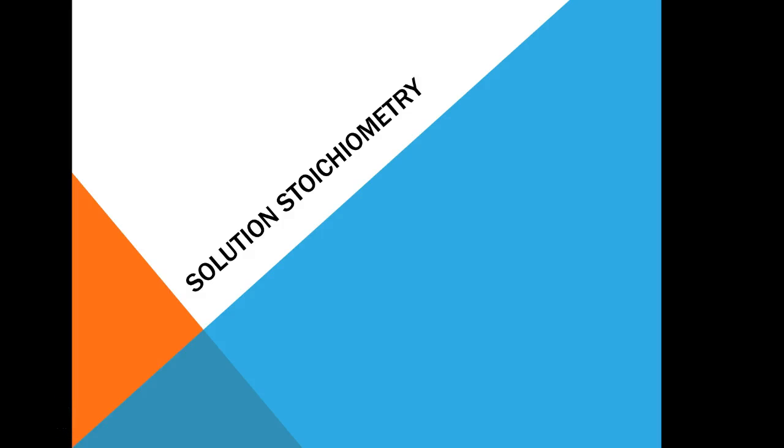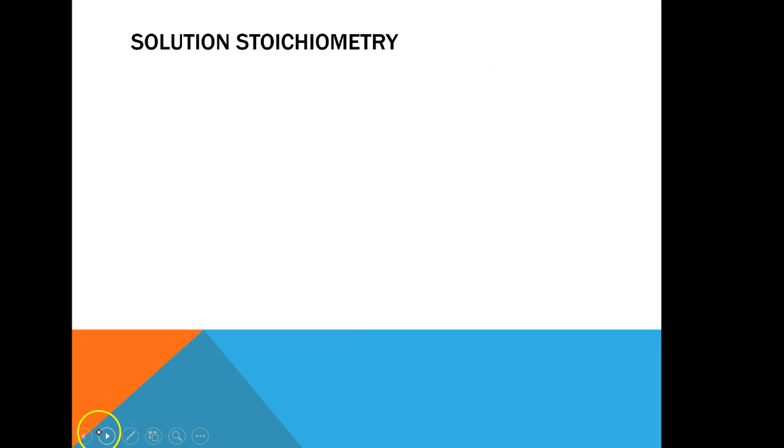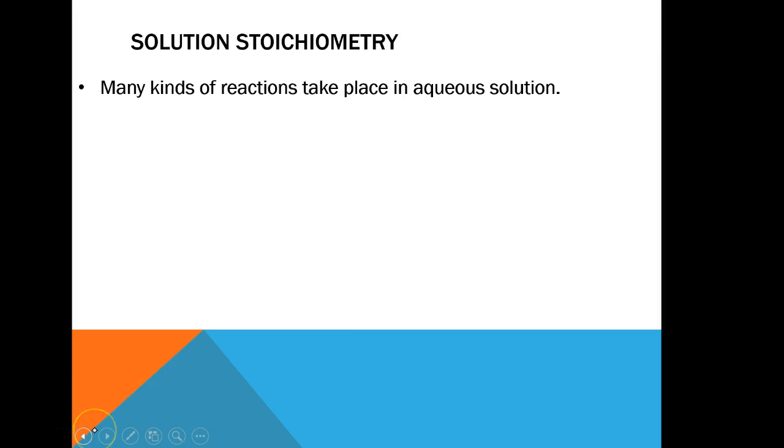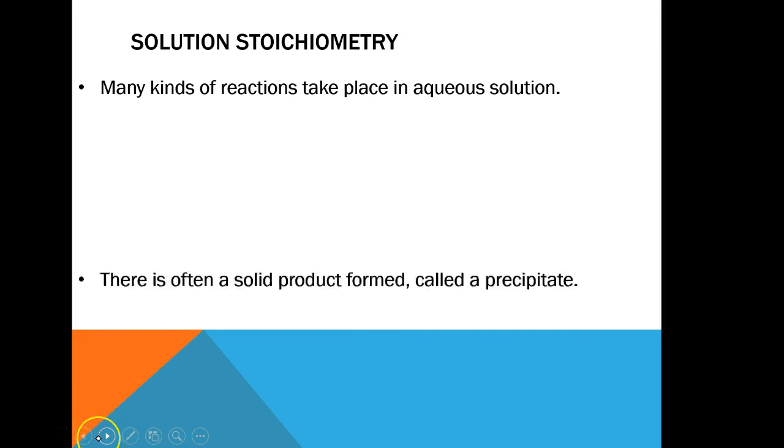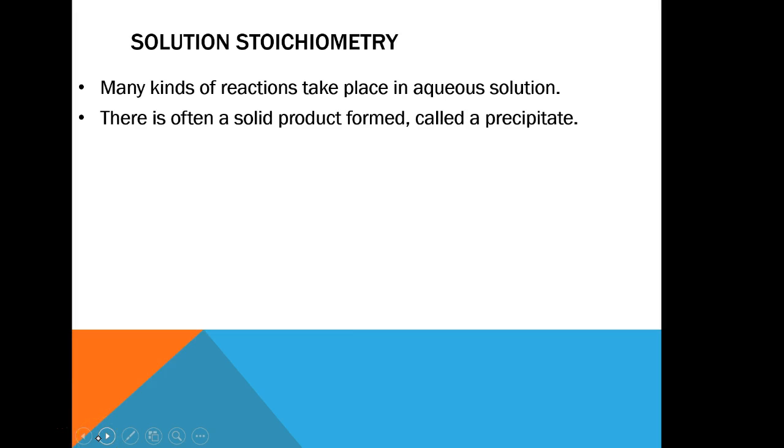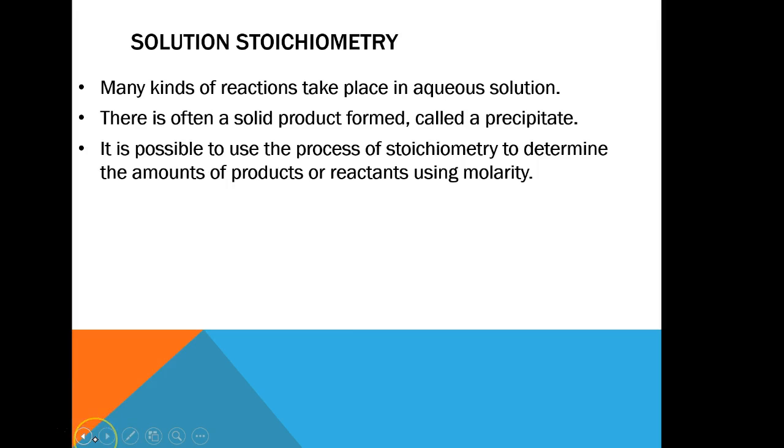All right, so now we're going to talk a little bit about stoichiometry because you knew it was coming. We've been doing stoichiometry with gases, we've done it with solids, now we're going to do it with solutions. A lot of reactions take place in aqueous solutions. In this one in particular, we're going to be talking about precipitation reactions where a solid is formed. We're actually going to do a lab with this. It's a very, very common thing to do in chemistry.